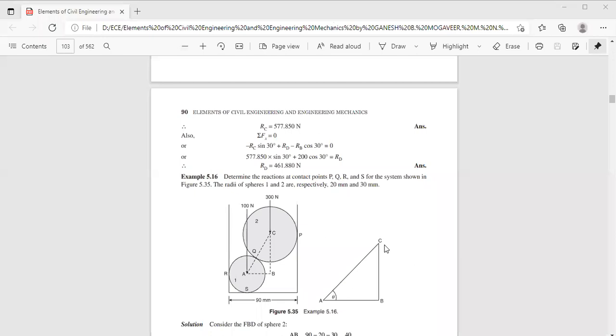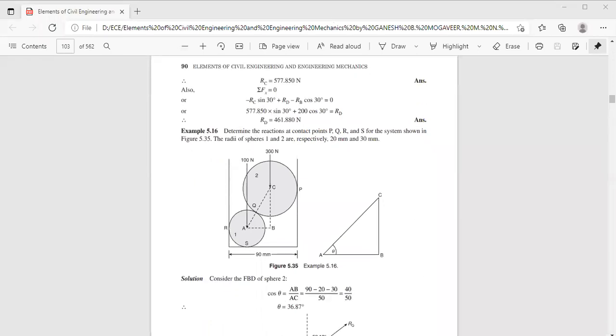36.87. Now you can see here, this is the angle. First you have to find this angle. Now let us try to draw the free body diagram of sphere 1.